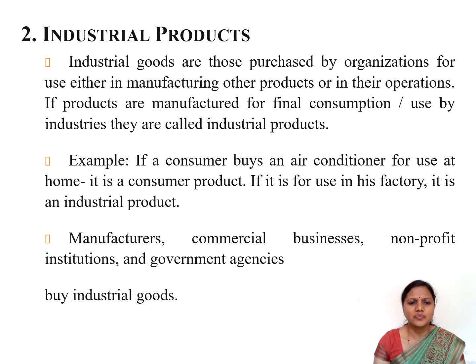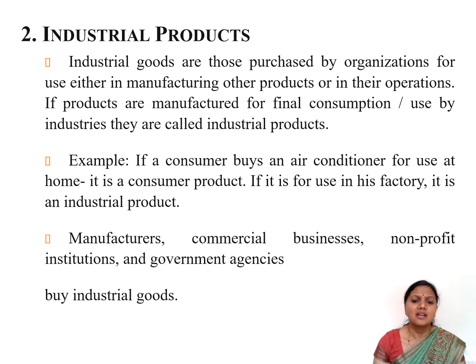Industrial products are those products which are finally used in the industries. It may be used as it is, as a raw material, or it may be converted into some other product and processed further, and finally a new product will be manufactured and sold in the market.